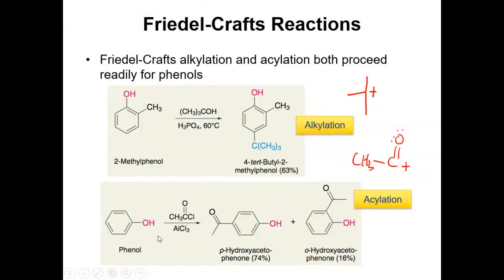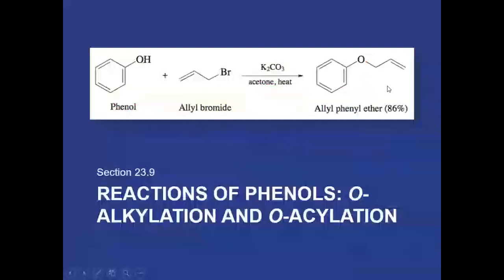This is the real electrophile. And in the case of Friedel-Crafts acylation, you always need the use of aluminum chloride, because when you use aluminum chloride, it reacts with acyl chloride and gives you a carbocation. So when you have this acylium cation or alkyl carbocation, you will see the C substitution product.